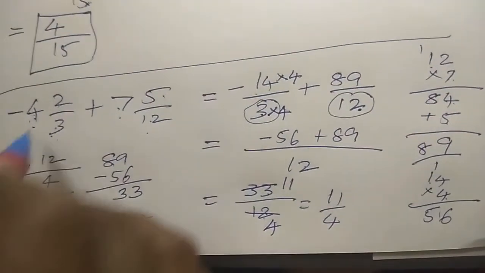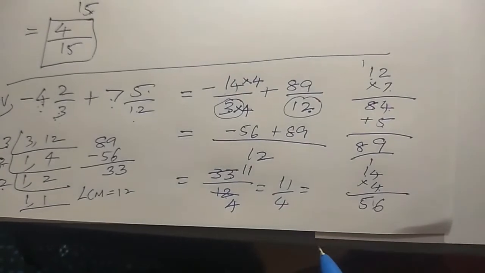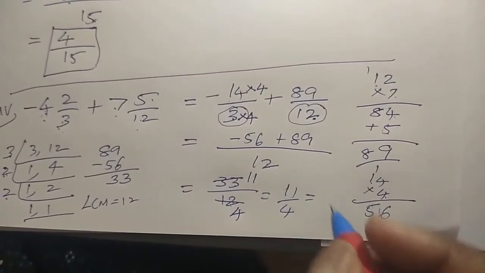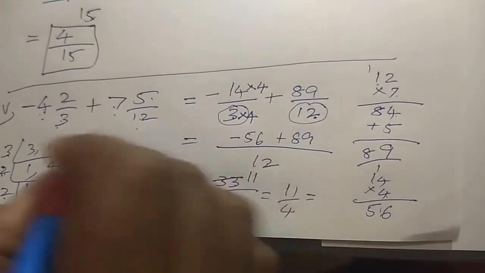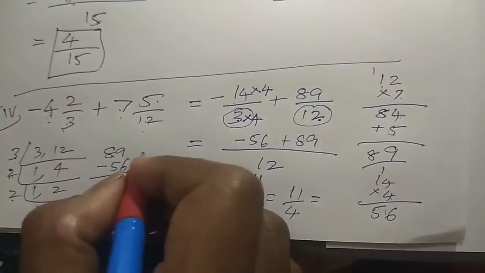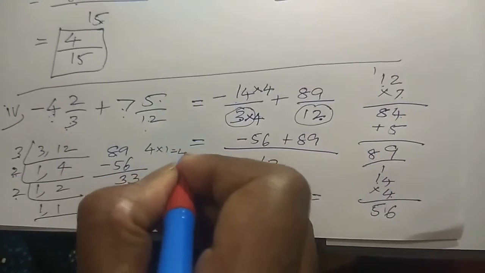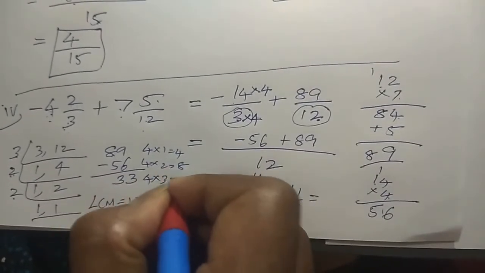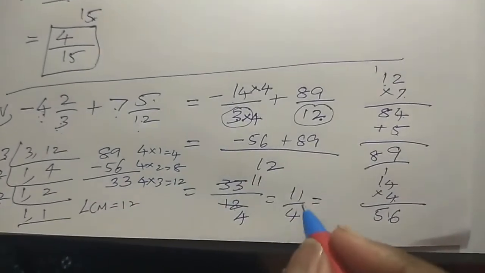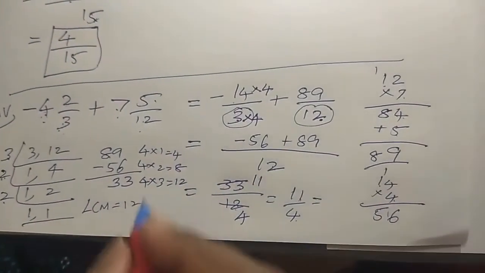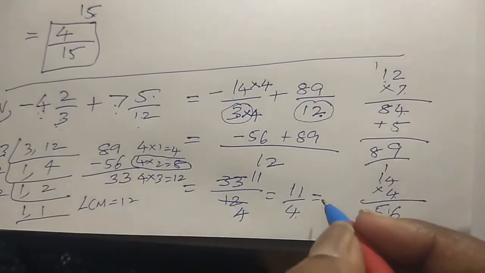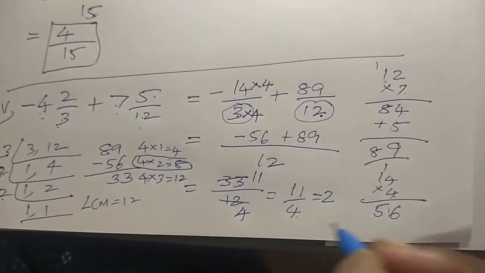But the question is in the mixed fraction. You have to write the answer also in the mixed fraction. Alright. So how can we write this in the mixed fraction? We go with the 4 table now. We all know 4 1s are 4, 4 2s are 8, and 4 3s are 12. But we have only here 11 by 4. So then we go for the option 4 2s are 8. So we can write this one as 2.